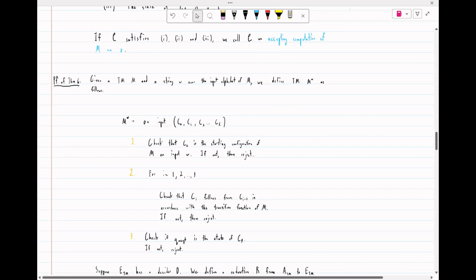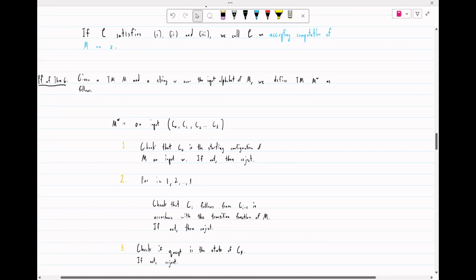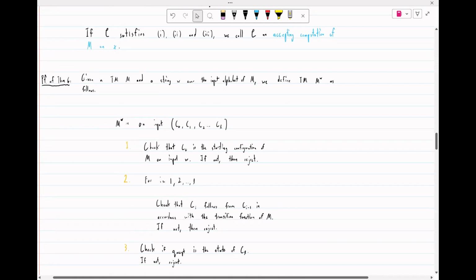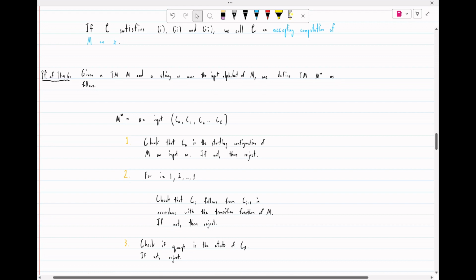So, here's how that Turing machine is going to look. If you give me some Turing machine M and some string W, this is an ATM instance. I'll define a Turing machine M_W as follows. On input, now my input is going to be a possible sequence of computations.